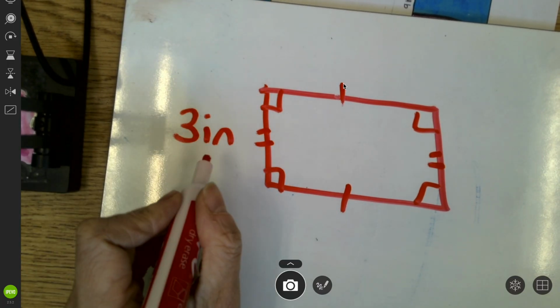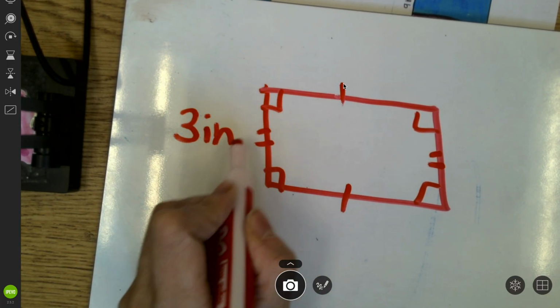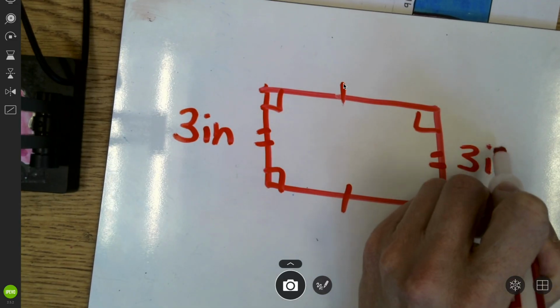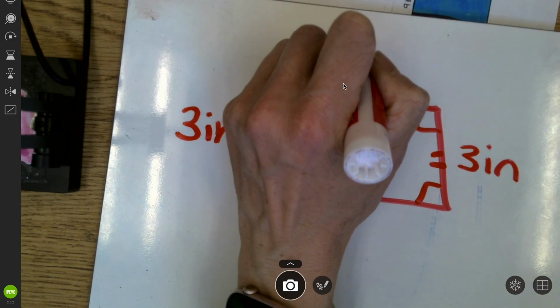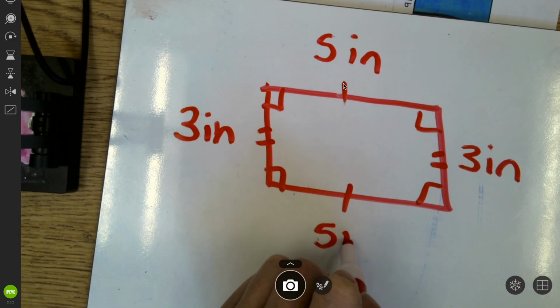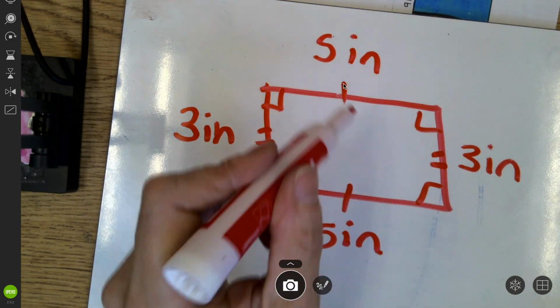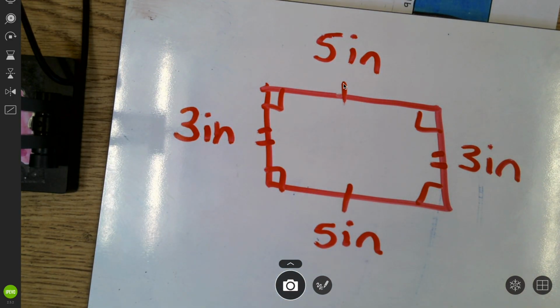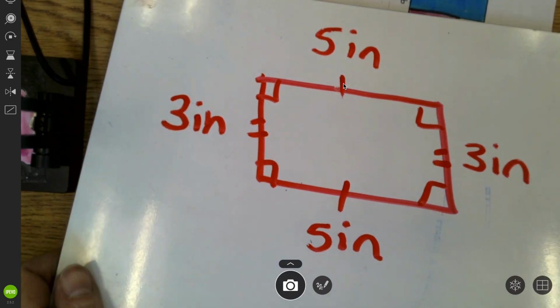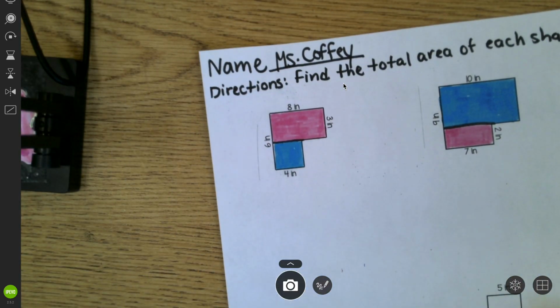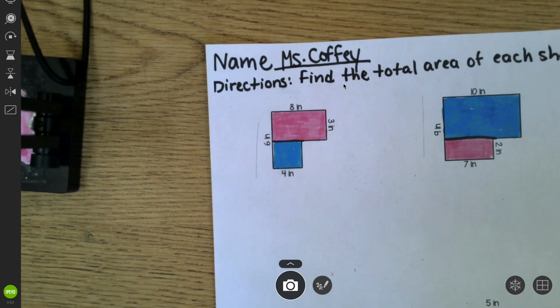So if this side, this width is 3 inches, this is 3 inches. If the length is 5 inches, the length on this side is 5 inches. Very important to know the opposite sides are equal because that's going to help us solve for the area for each rectangle in our combined rectangle.